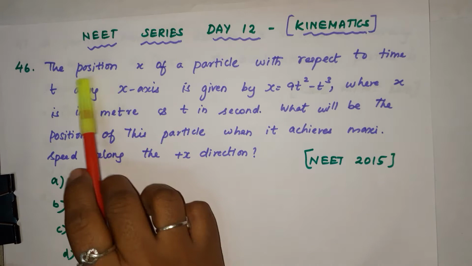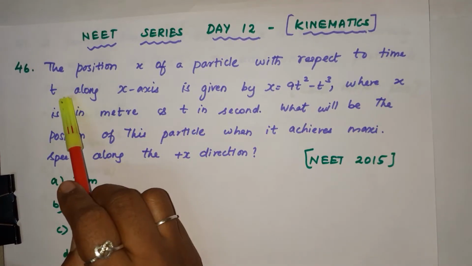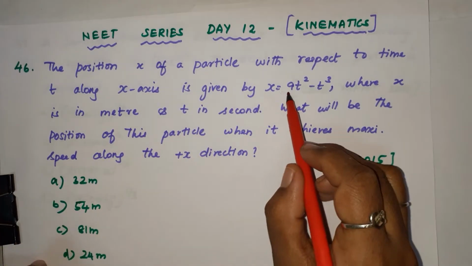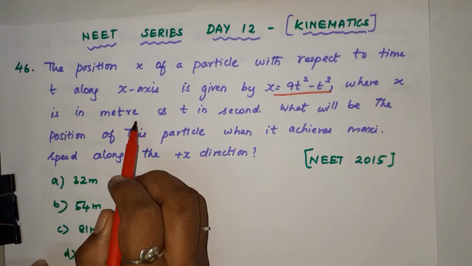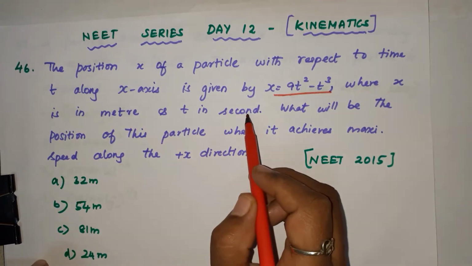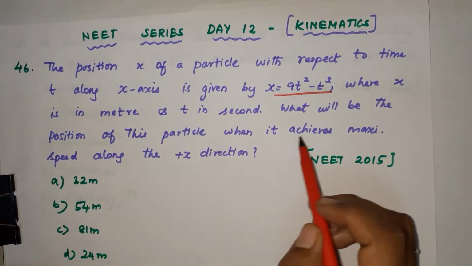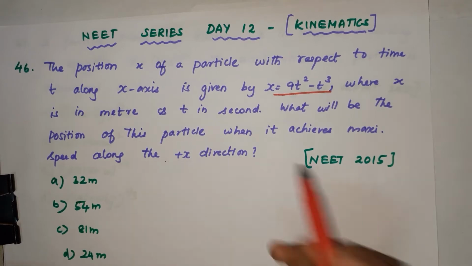46th question. The position x of a particle with respect to time t along the x-axis is given by x equal to 9t square minus t cube, where x is in meters and t is in seconds. What will be the position of this particle when it achieves maximum speed along the x direction?